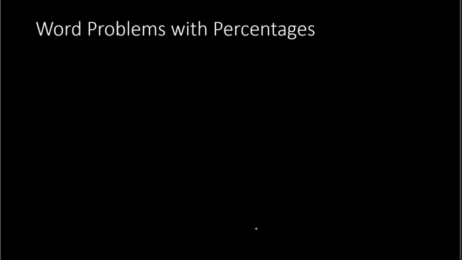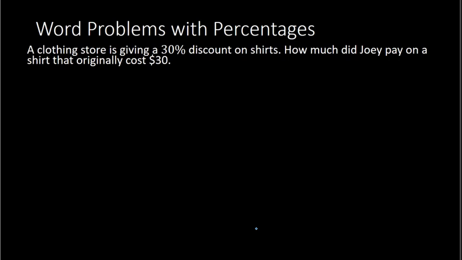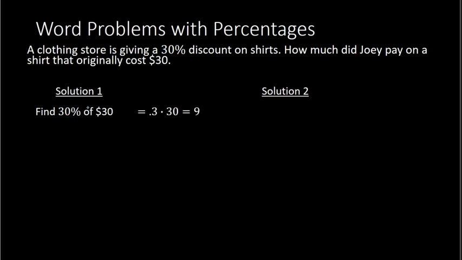Next, we're going to work with word problems with percentages. Here we are told that a clothing store is giving a 30% discount on shirts. How much did Joey pay on a shirt that originally cost $30? So there are two ways to get to the correct solution. So we can begin with solution 1, and what I do here is I take 30% of 30. So 30% of 30, I take 30% or 0.3 and multiply it by 30, which would give me 9.